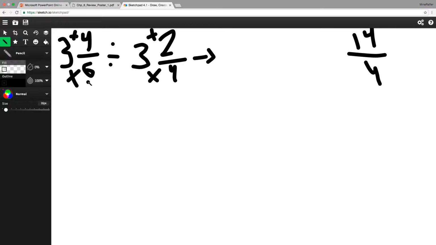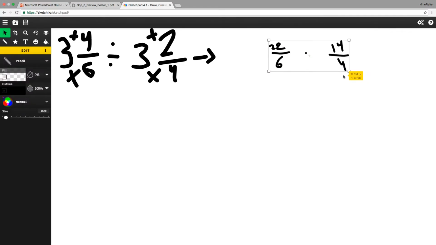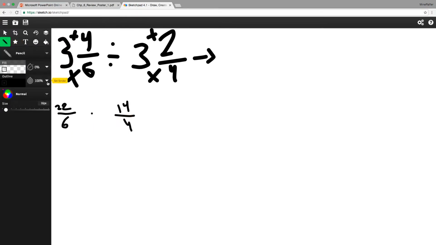So 6 times 3 is 18, and 18 plus 4 is 22. So you put 22, and we keep the denominator the same, which is 6. We put the multiplication symbol, then move this down, shrink it, and move it down here to multiply it. Okay, so now what we're going to do is 22 times 14.